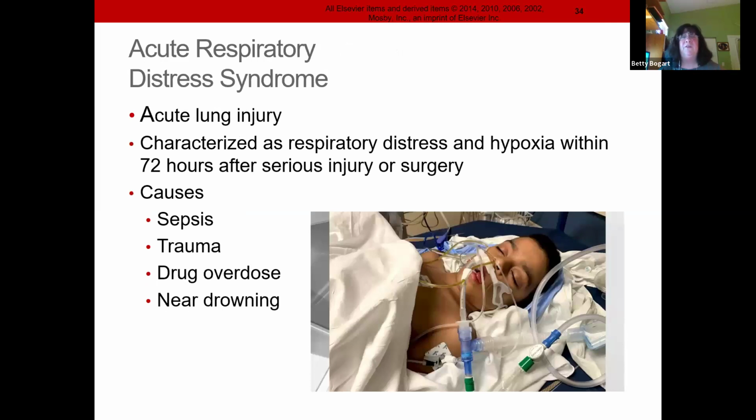ARDS, acute respiratory distress syndrome: something happened to the lung, whether it's a physical injury or an infection. Remember, one of the biggest problems in children is overwhelming infection and sepsis, and it leads to multi-organ failure. So sepsis is huge here with the lungs because it will go in there. As they get older, it could be drug overdoses, and any kid who has a near drowning episode has had a hypoxic, anoxic episode because the lungs are filled with water and the lungs are angry.